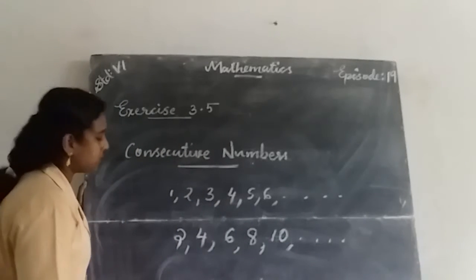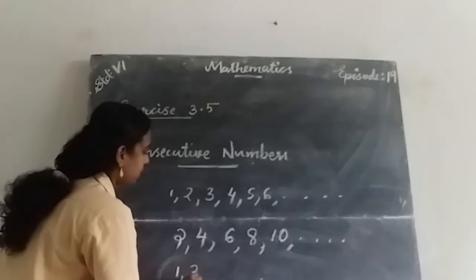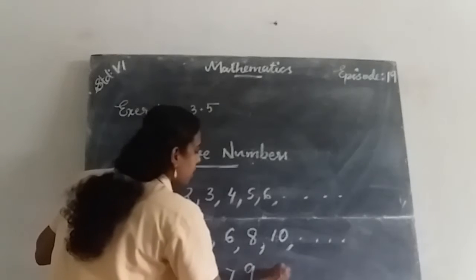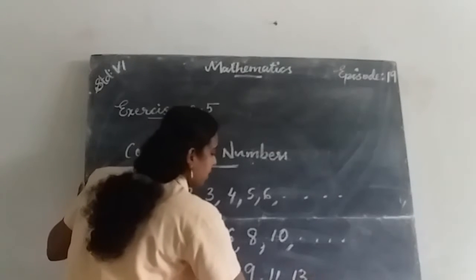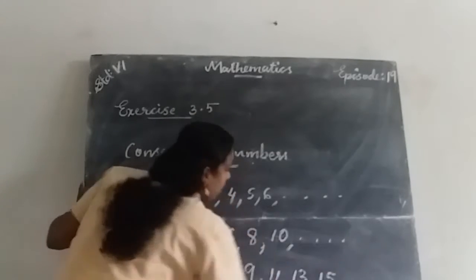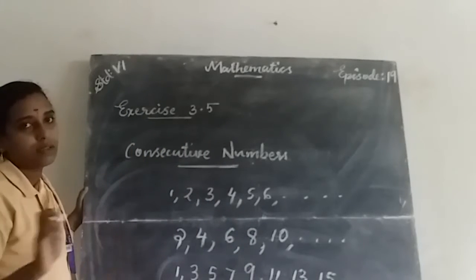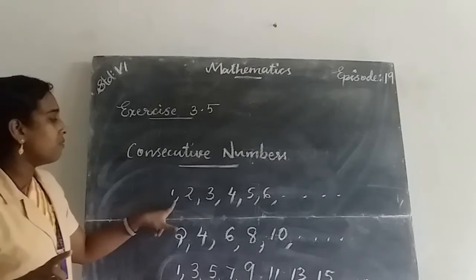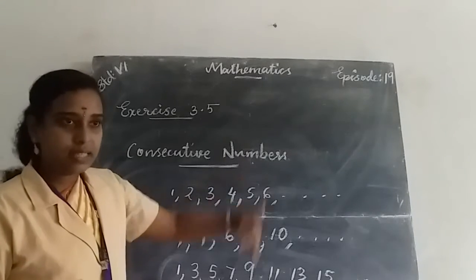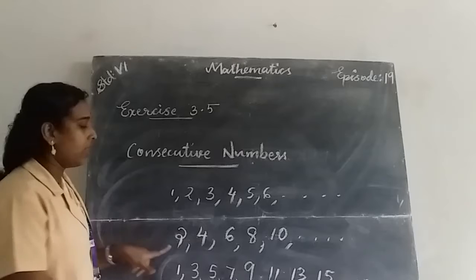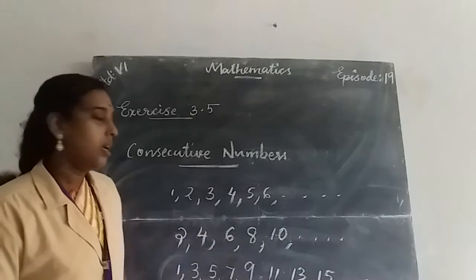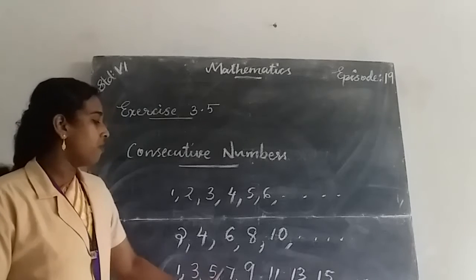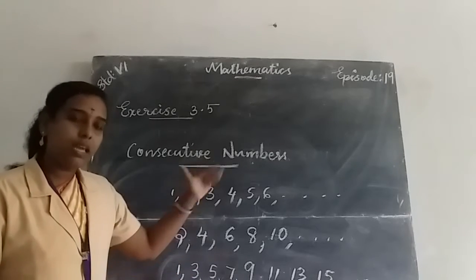And consecutive odd numbers means 1, 3, 5, 7, 9, 11, 13, 15, etc. So consecutive numbers are 1, 2, 3, 4, 5, 6, etc. Consecutive even numbers are 2, 4, 6, 8, 10, etc. And consecutive odd numbers are 1, 3, 5, 7, 9, 11, 13, etc.